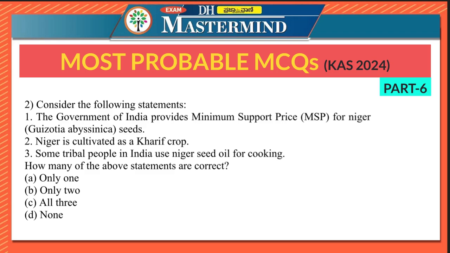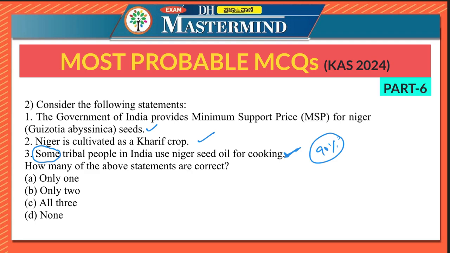Second question says, consider the following statements. One, the government of India provides minimum support price for Niger seeds. Two, Niger is cultivated as a kharif crop. Three, some tribal people in India use Niger seed oil for cooking. Even if you don't know 1 and 2, statement 3 involves the word some. Usually when a statement starts with some, most of the times it will be true. There are 90% chances that when a statement starts with the word some, it will be true.